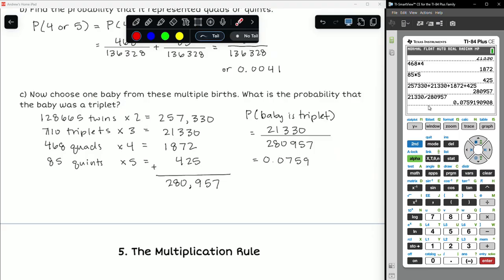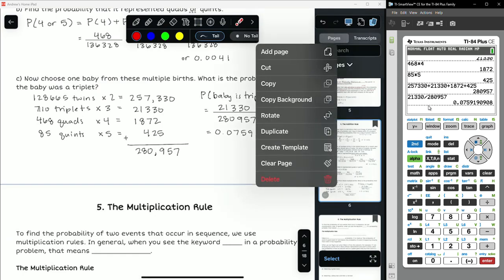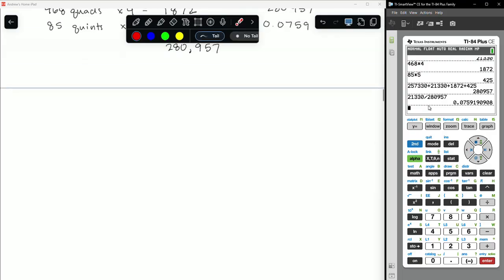All right, I'd like to do one more example. There isn't room on this page, so let me insert another page here. Add page. There we go. So we can see what it means when we see some overlap. So we're going to assume that we're drawing cards from a standard deck. So 52 cards, half red, half black.